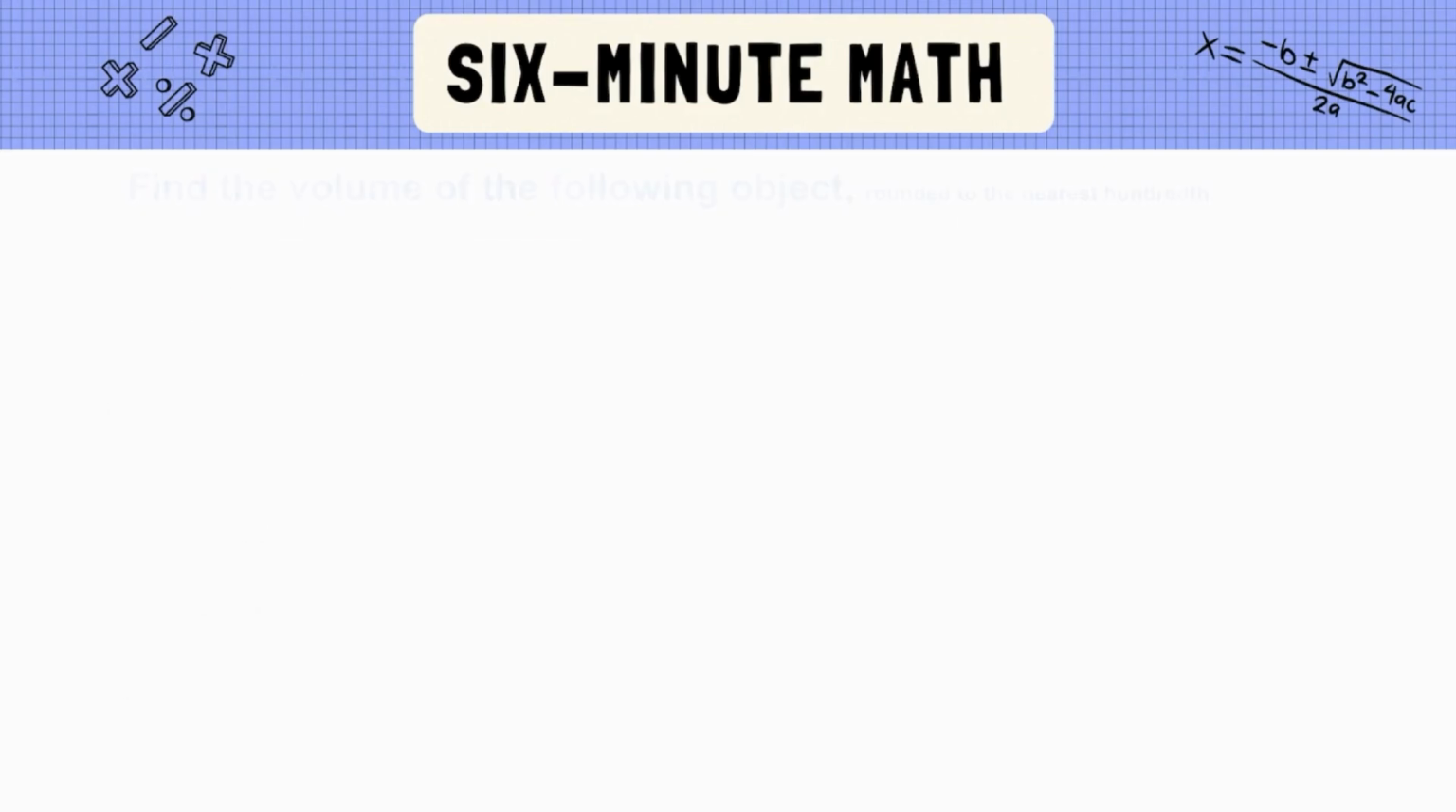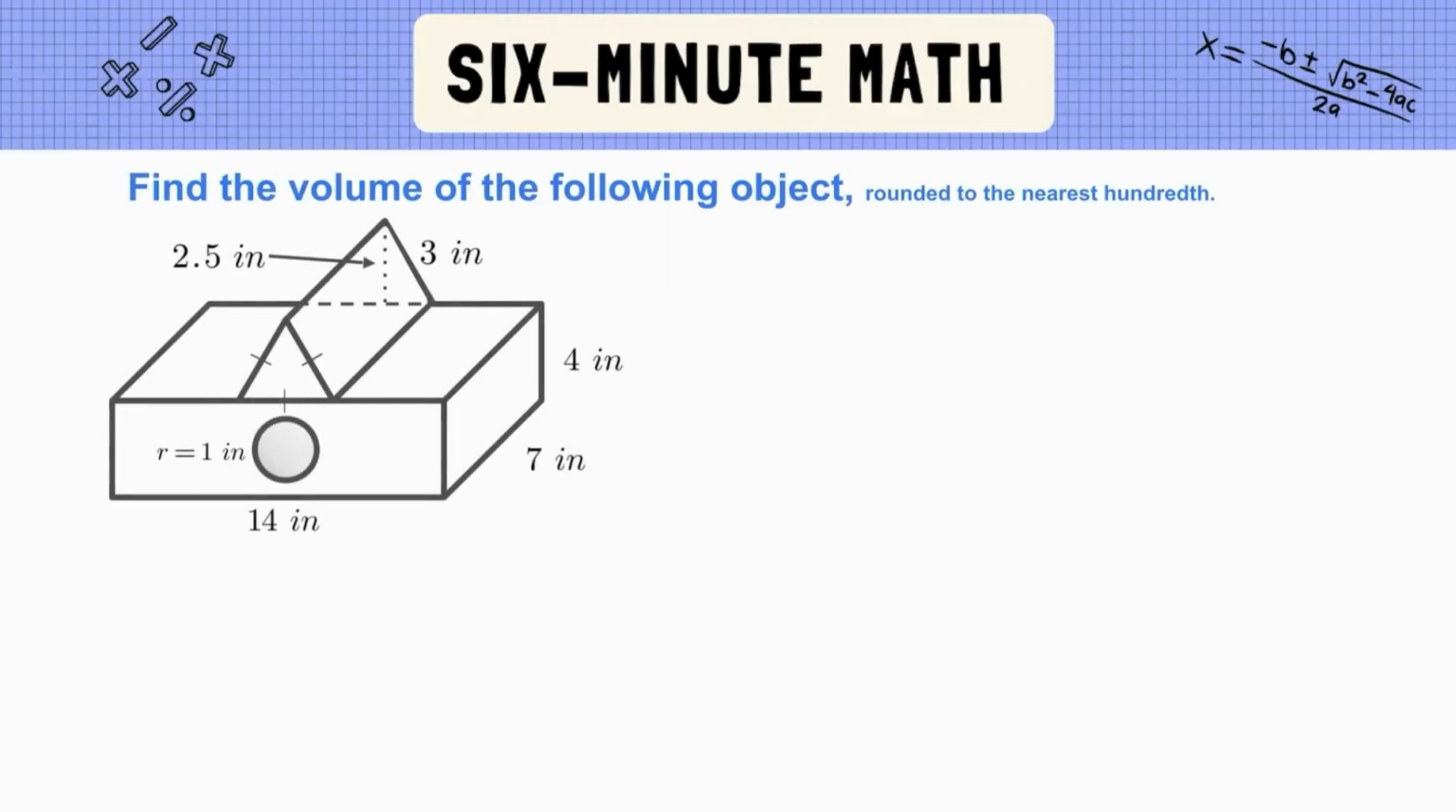We have our second to last example here. We're going to find the volume of the following object. And in this specific case, I have three separate shapes. I have this rectangular prism here in red.